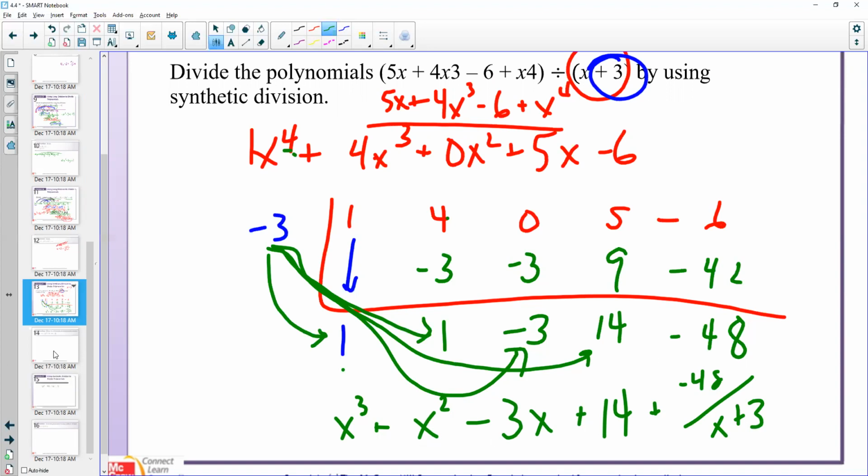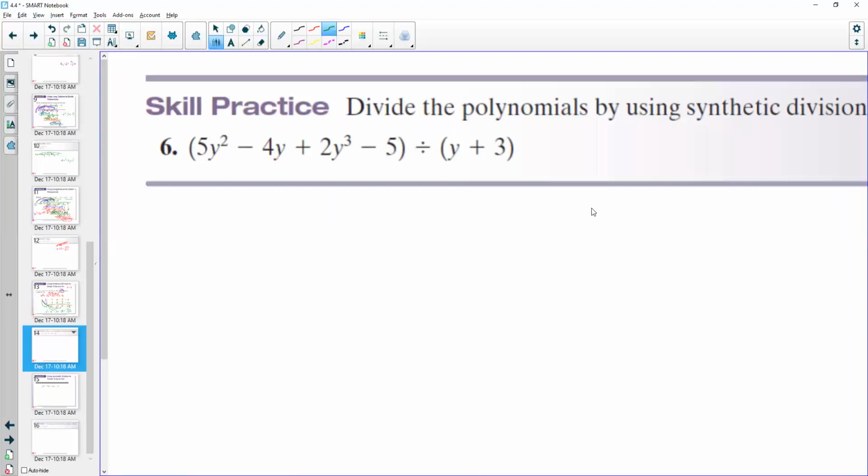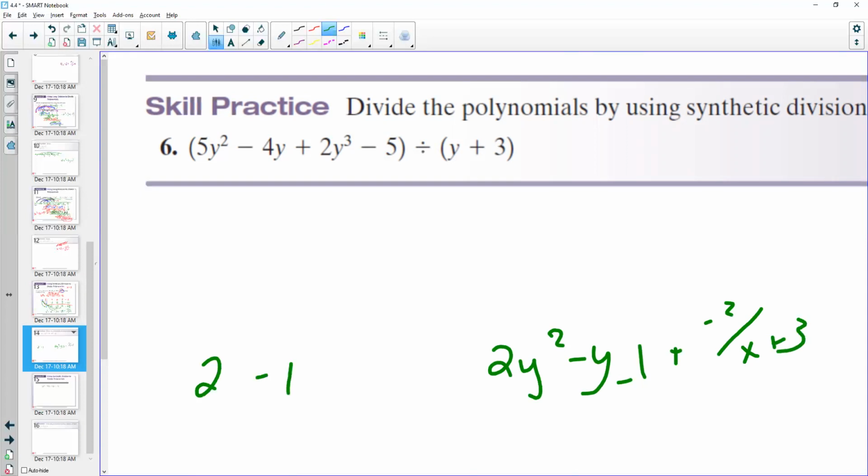You're going to try one. You try this one. Okay? Go back and look at that example. Try it again. The final answer you should get is 2y squared minus y minus 1 plus negative 2 over x plus 3. So your bottom row of your division should be 2, negative 1, negative 1, negative 2. This is negative 3 out here. Okay? All right, let's try one more.